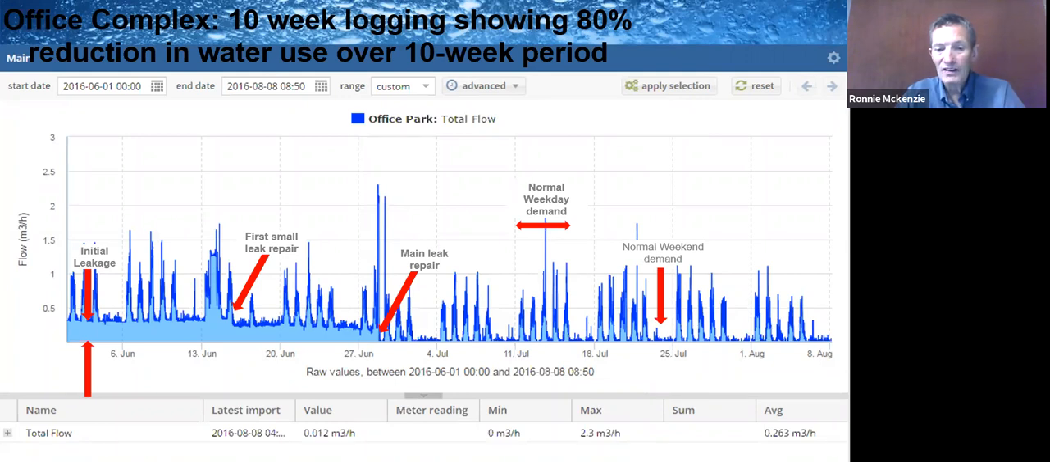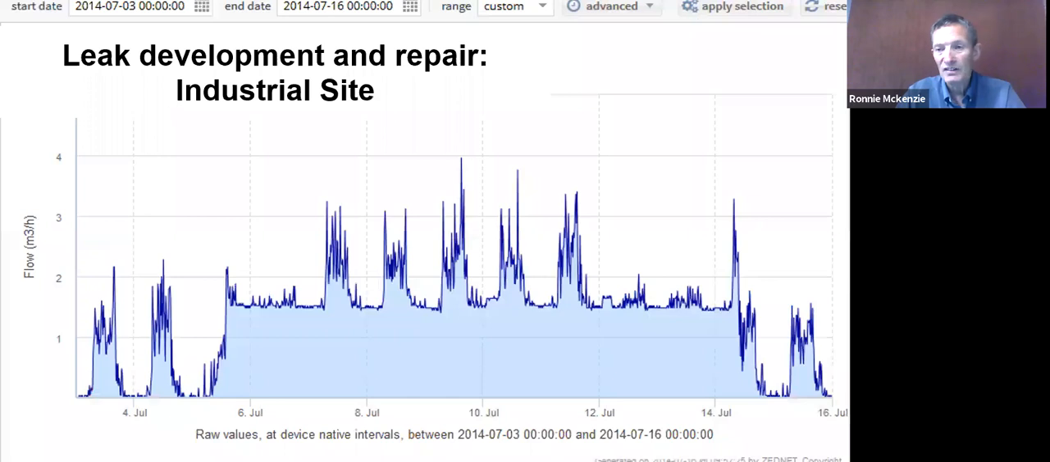What was quite interesting, once we managed to get down to a 0 night flow, on this one, was that the overall water consumption used by the office complex dropped by 80% from start to finish. That's quite significant. This is an industrial site.